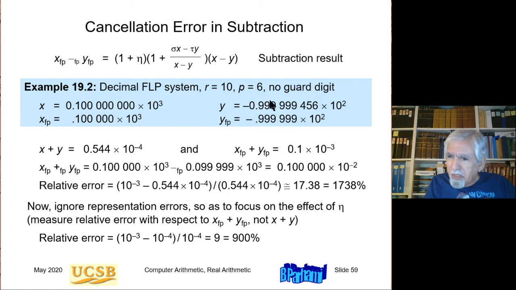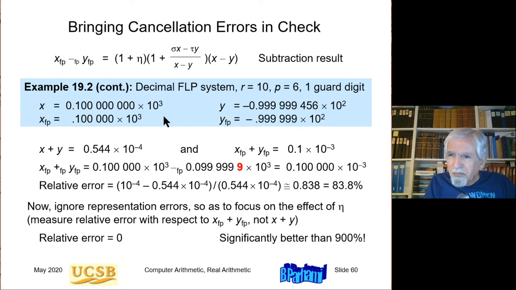Notice that these two numbers are very close. This one is 0.1 times 1,000, exactly 100. And this one is, because it's multiplied by 10 to the 2, 99.9999456. So the two numbers are very close to each other in magnitude, although they have different exponents. One is positive, one is negative.